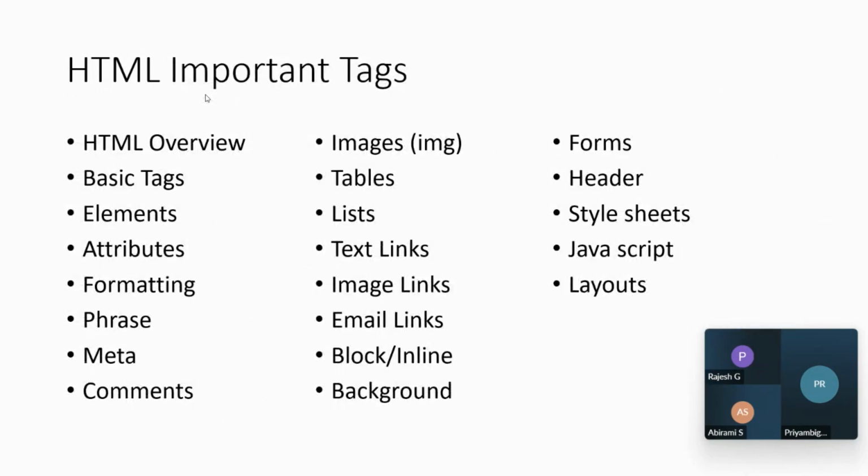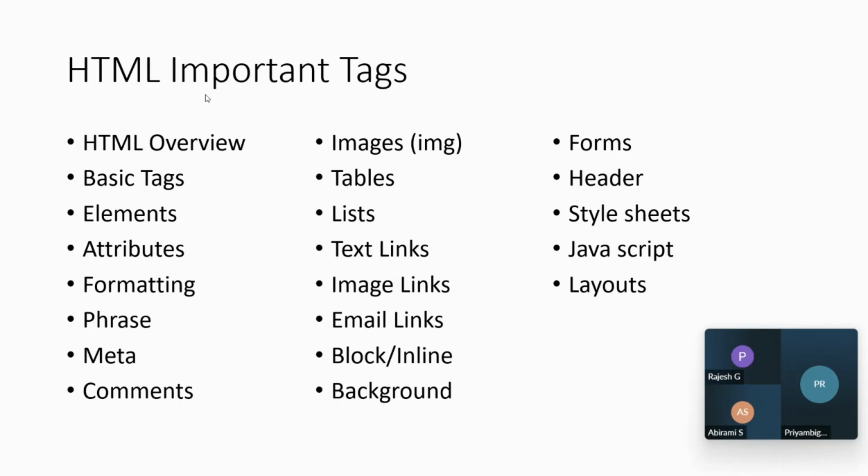These are all the tags that are available. We call these mostly important elements. Basic tags are where we have seen H1, H2, H3, H4, etc. Elements are nothing but the starting tag and closing tag together. That is called an element. Attributes are what we are going to see today.